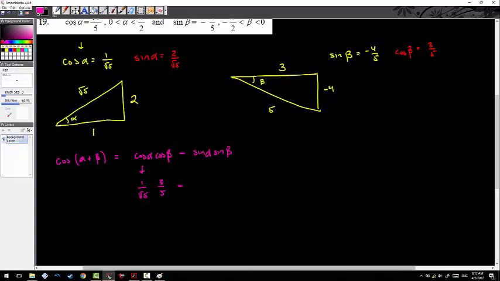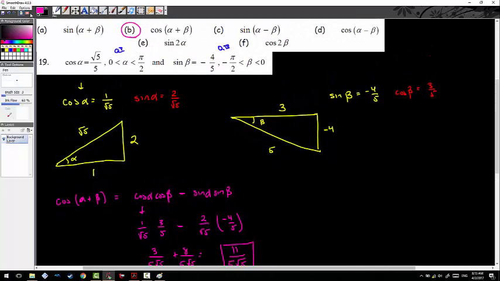Minus, what's sine of alpha? Well, sine of alpha was over here. That's 2 over rad 5. And then sine of beta was this one over here, so that's negative 4/5. So what I get is 3 over 5 rad 5. Check it out. Minus a negative, it's going to be plus 8 over 5 rad 5. So what I get is 11 over 5 rad 5. And that's as far as I need to go for that problem. So again, you see how I extrapolated the information from both triangles simultaneously. Hopefully that makes a little bit of sense.